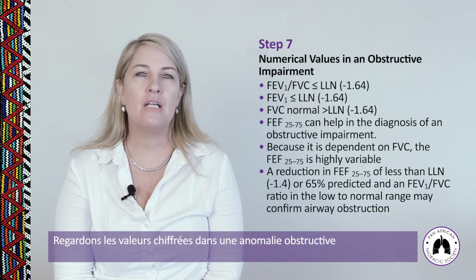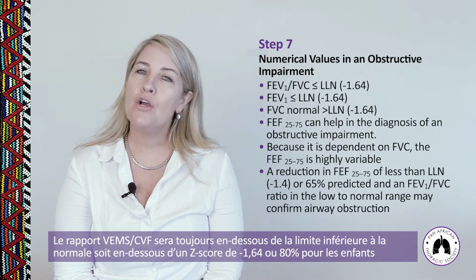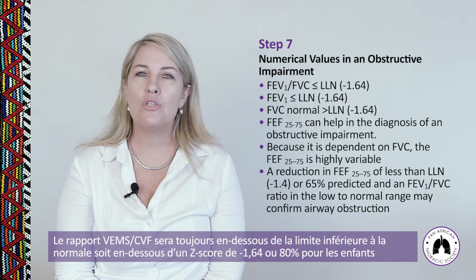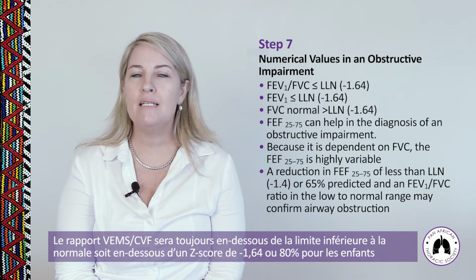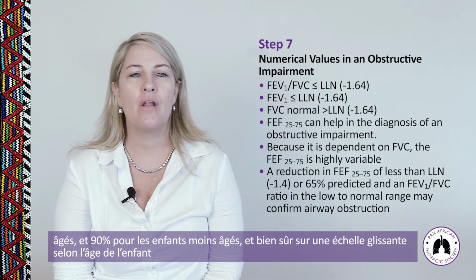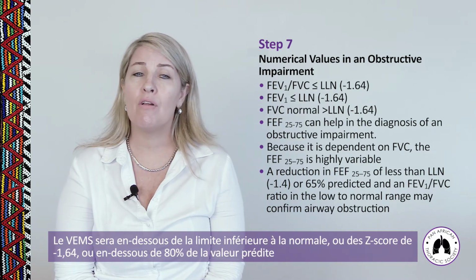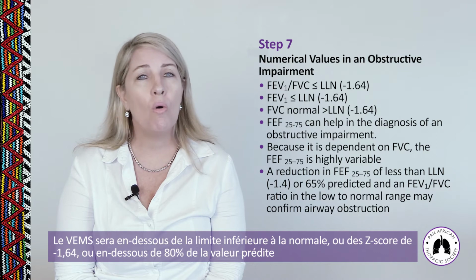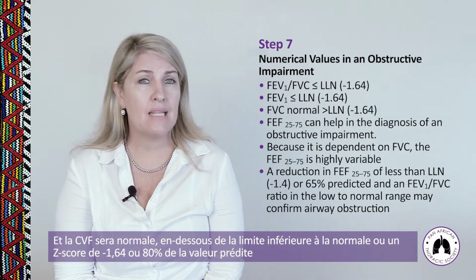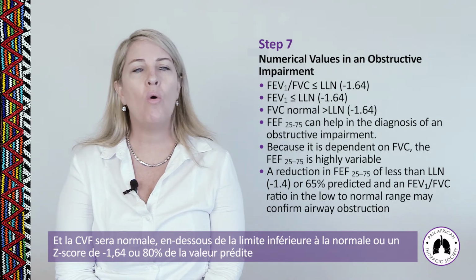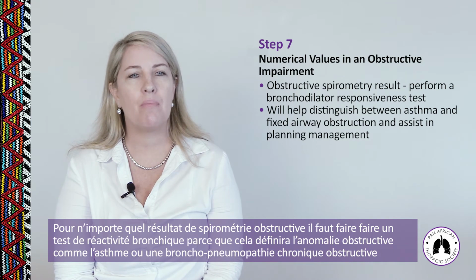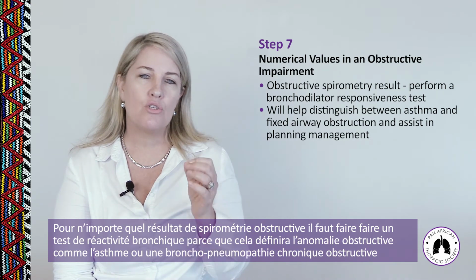Let's look at the numerical values in an obstructive impairment. So the ratio of the FEV1 to FVC will always be low, below the lower level of normal, that is below a Z-score of minus 1.64, or 80% in older children and 90% in younger children, obviously on a sliding scale depending on age. The FEV1 will be below the lower level of normal, minus 1.64 Z-scores, or below 80% of predicted. And the FVC will be normal, so that will be greater than a Z-score of minus 1.64 or 80% of predicted.